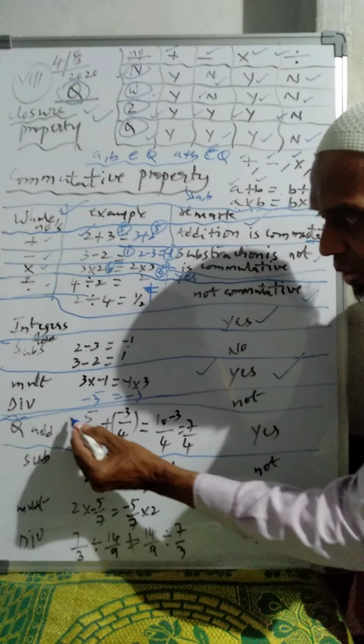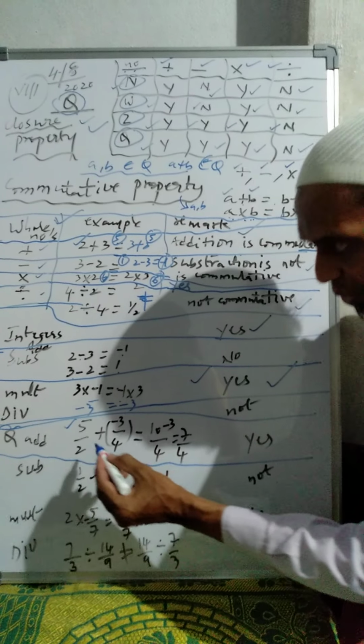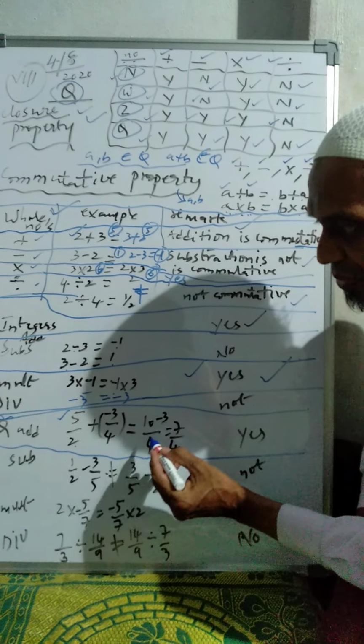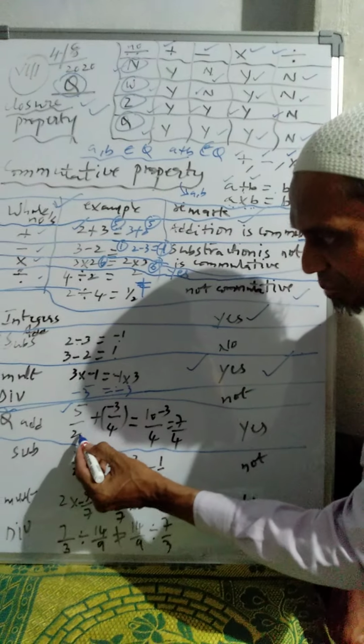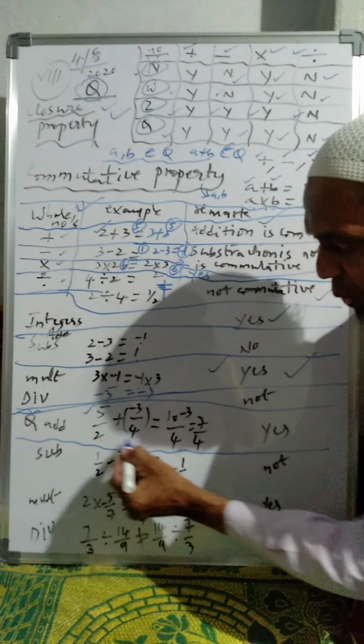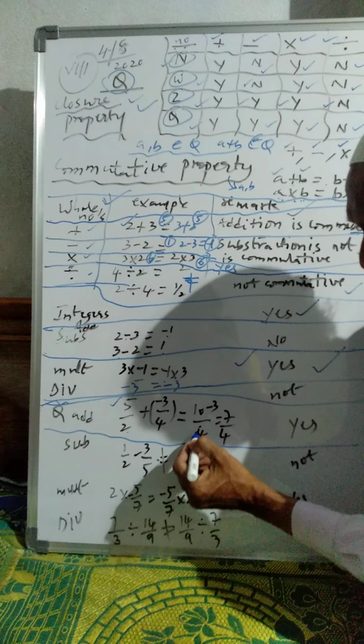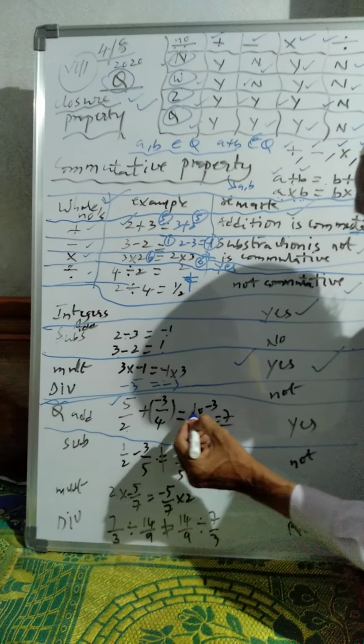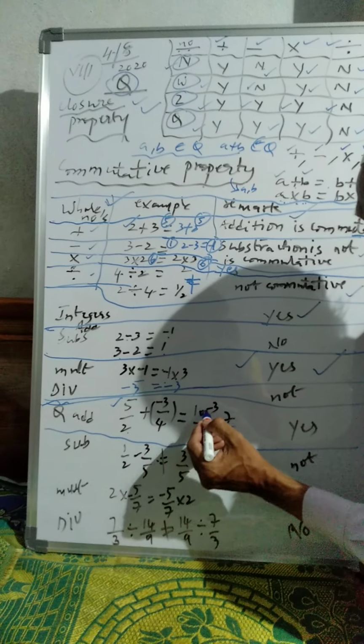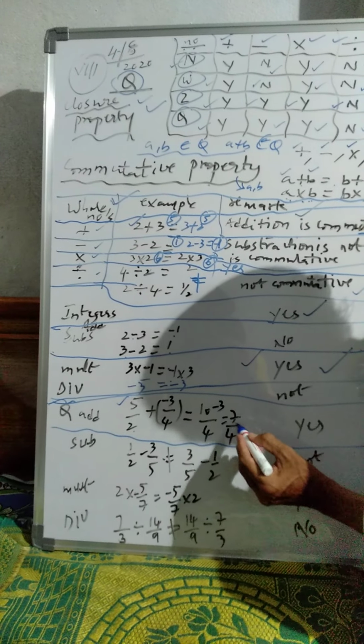Let us take two rational numbers, 5 by 2 and minus 3 by 4. 5 by 2 plus minus 3 by 4 is, when you take the LCM here, 4 is the LCM. Now 2 4s are... 2 2s are 4, then 5 2s are 10, then 4 1s are 4 and minus 3. 10 minus 3 is 7 by 4.